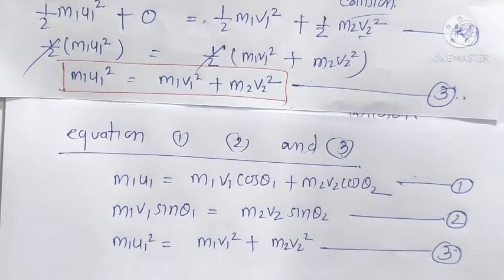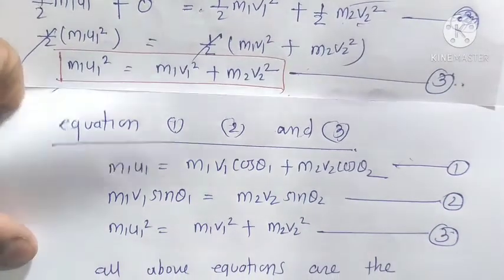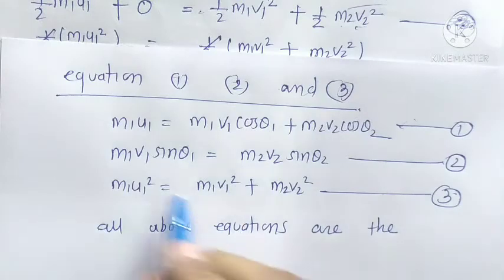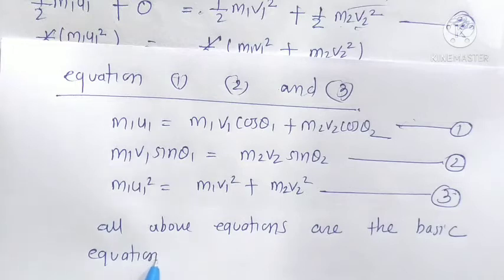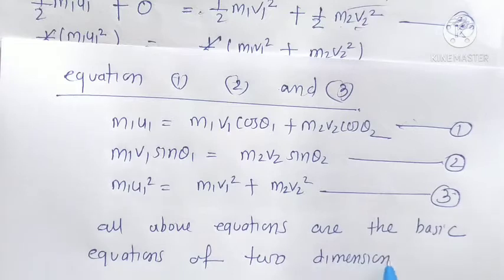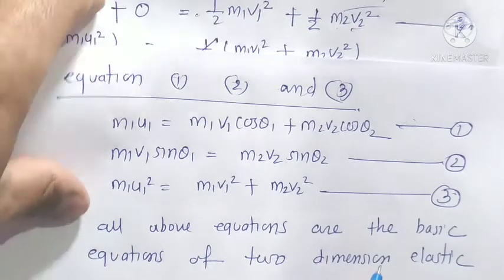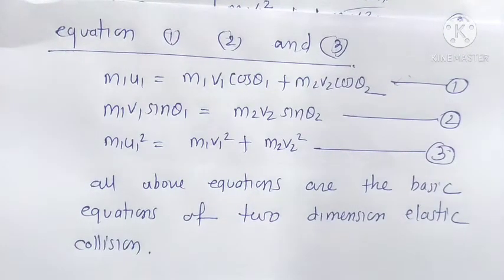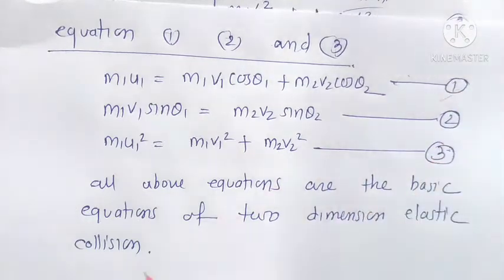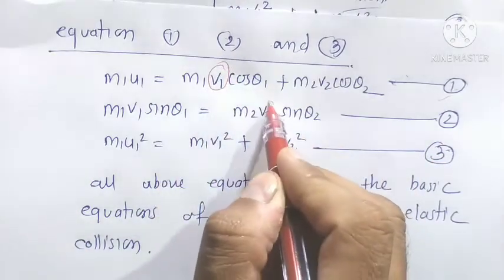All the above 3 equations are the basic equations of two dimensional elastic collision. With the help of these equations, we can easily find out the values of v1 and v2.